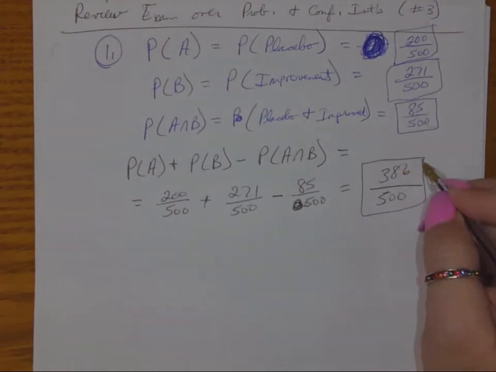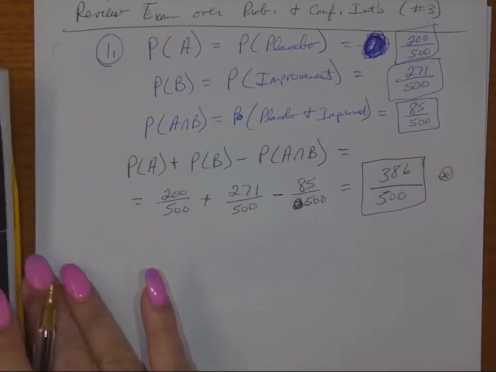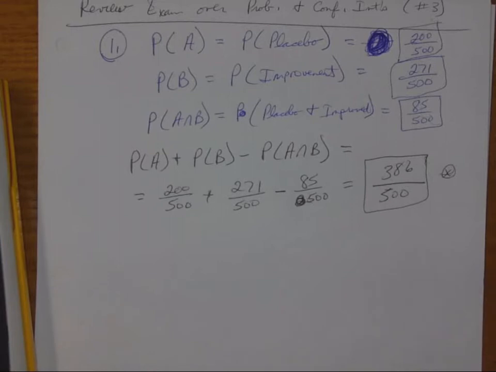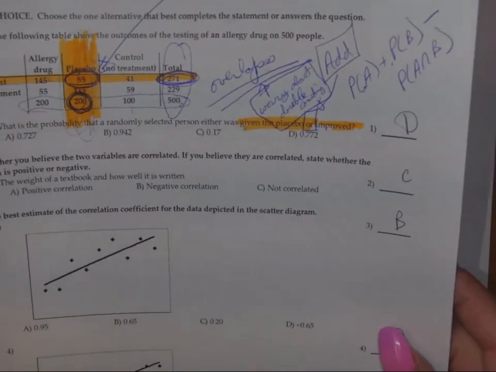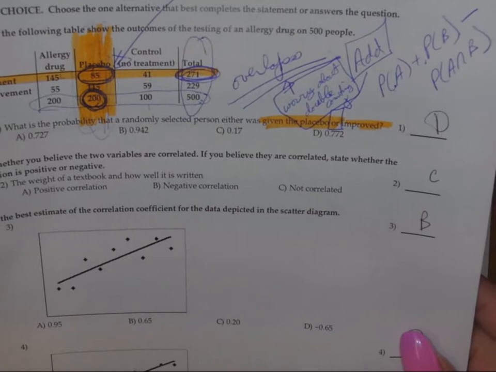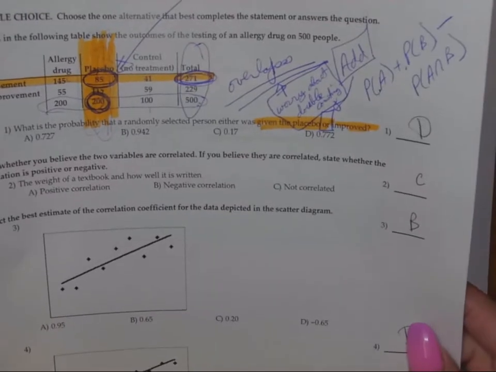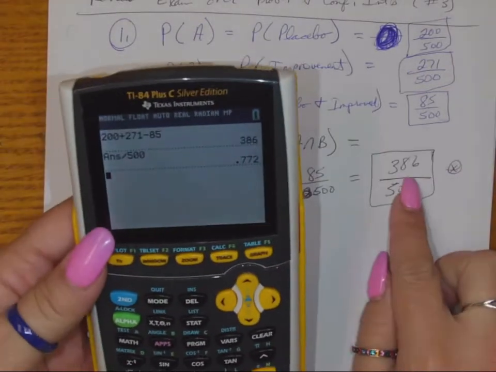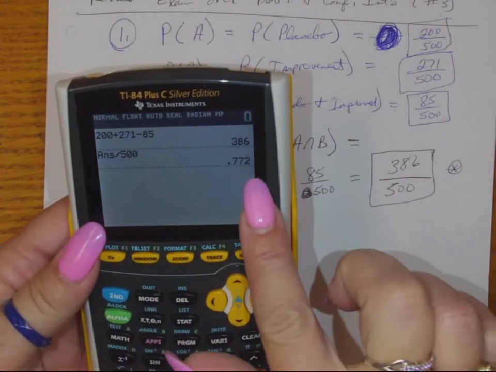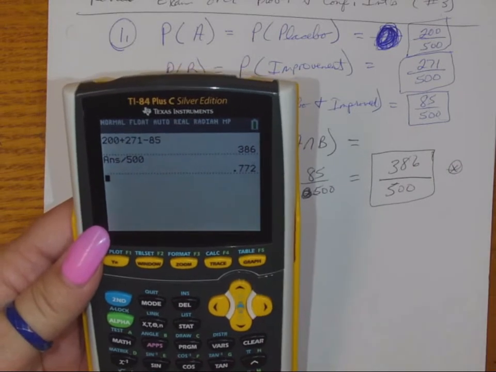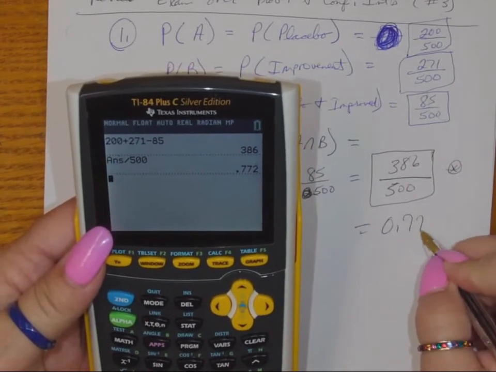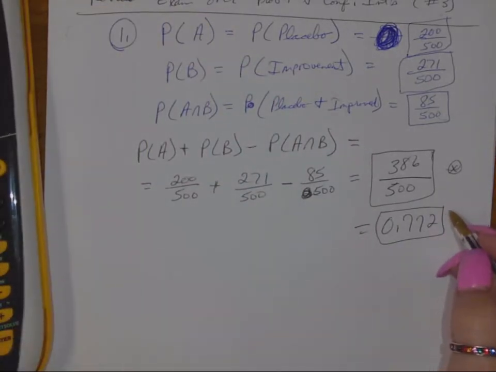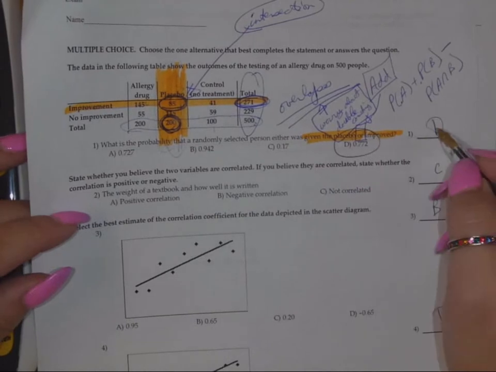Now, that's my actual answer. If you look right here, this was a multiple choice question, and they don't have 386 over 500. So what does that tell me? You need to go ahead and divide it out, right? 386 divided by 500, if you do that arithmetic, is 0.772. Okay, and that is how they got that the answer is D.